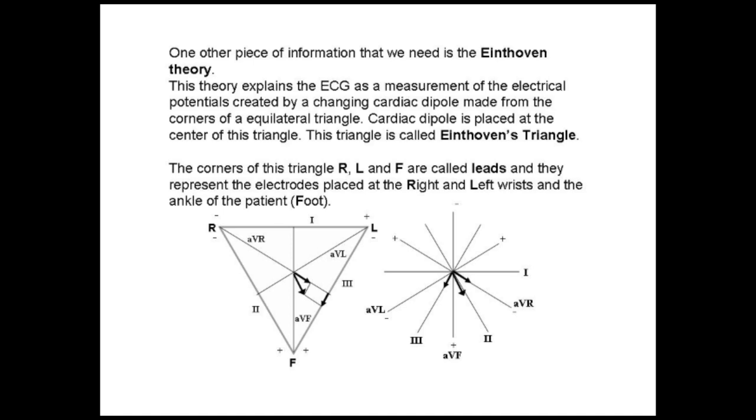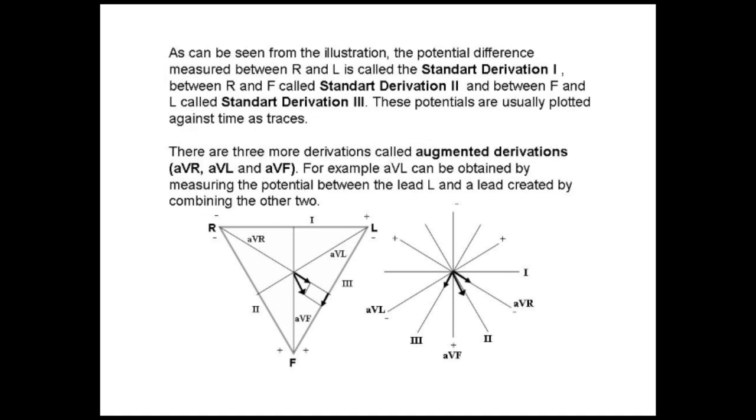As you measure potential differences, you pick pairs of electrodes and make measurements from them. If you take the left and right hands, the potential you record from those two is called the first derivation. If you take the right hand and the foot, you end up with the second derivation. If you take the left hand and the foot, it's called the third derivation.